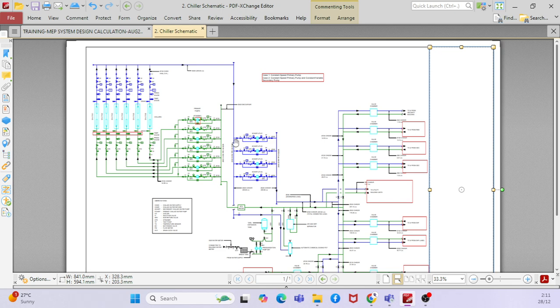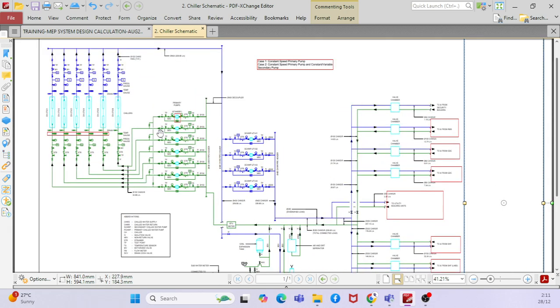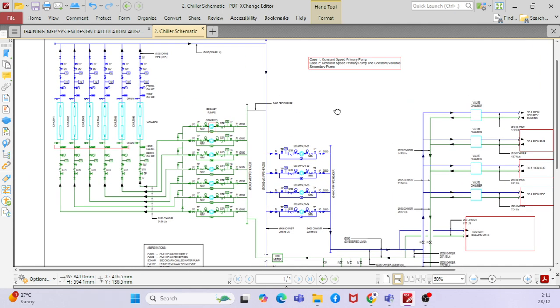Can I ask you a question? Yes, you can ask. What you're showing right now is the closed circuit, right? Yes, it is a closed circuit. Typically, a closed circuit is when we have air cooled chillers, right? Air cooled chillers, yes, correct. Even if you have a water cooled chiller, you also have a closed circuit. I will tell you what it is.